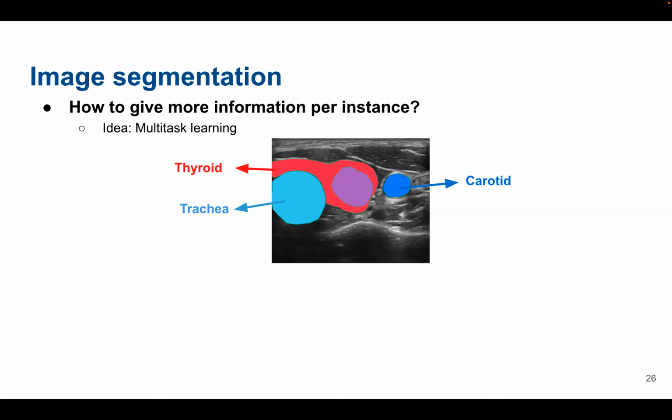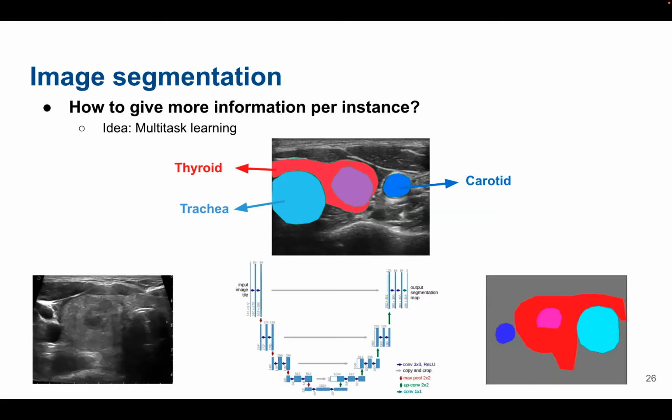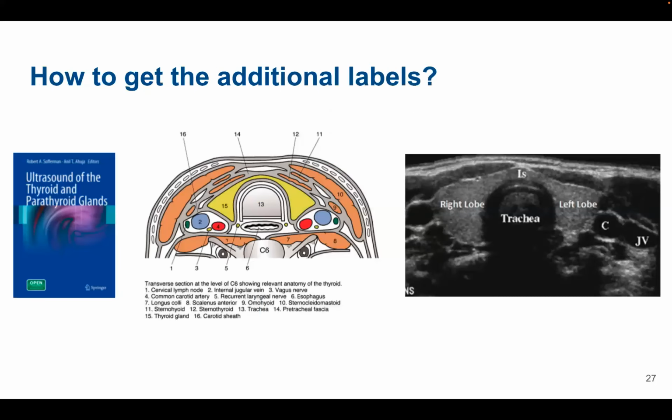I just care about the tumor. But now I give you this more information. So now we train, and now we have like a multi-class problem. The change is trivial. You just have to give more labels. And where do we get these labels? You just have to take an anatomy book, and they will let you know what is in that image.